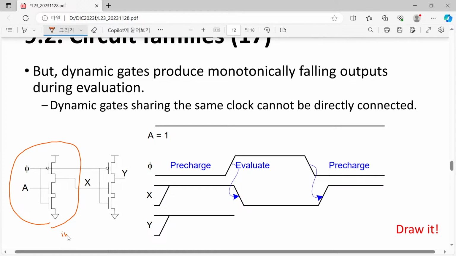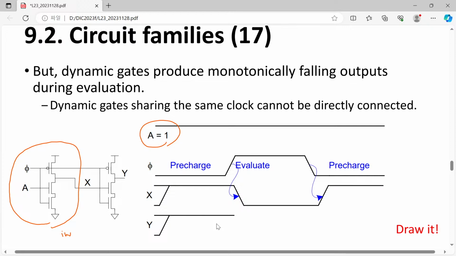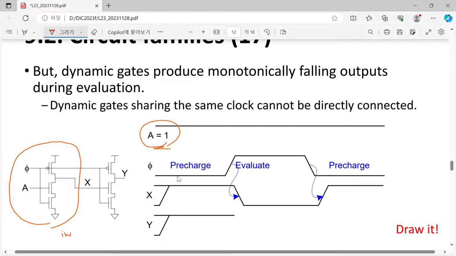You have two inverters. So what you wanted to get is, since A is 1, x becomes just logical 0, and after that y becomes 1. But what will happen to your output Y? It is not that easy to get 1 using this one.